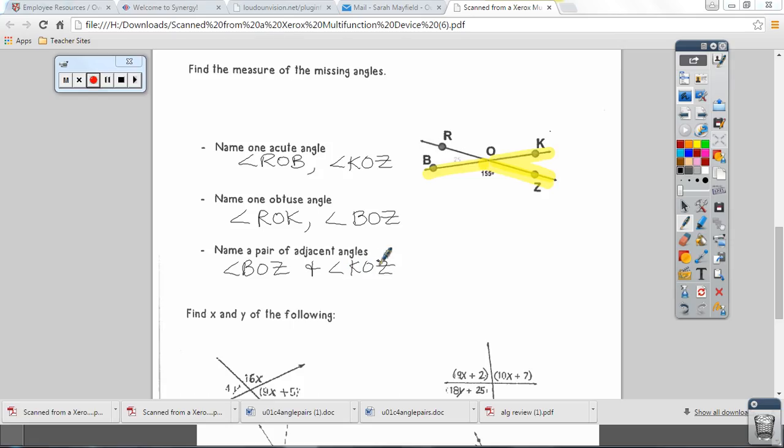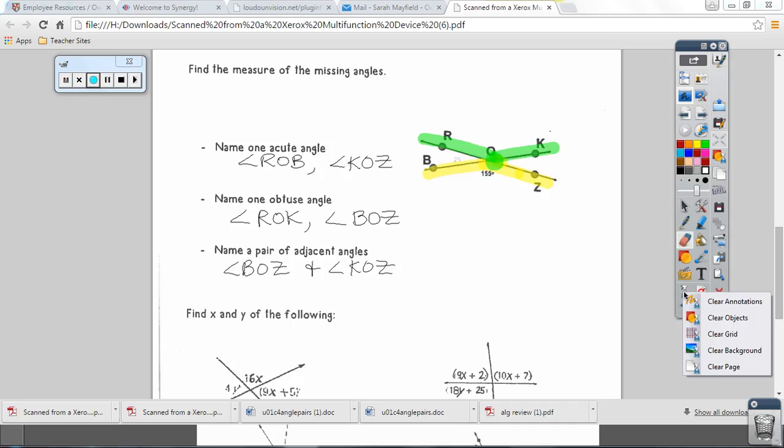I can also say angle BOZ is adjacent to angle ROB because they share the vertex and the side. But be very careful. Are these two angles adjacent? No, because they share a vertex, but they do not have a side in common. Okay? Now there are multiple other answers I could put here. Those are the only two answers that I wrote.